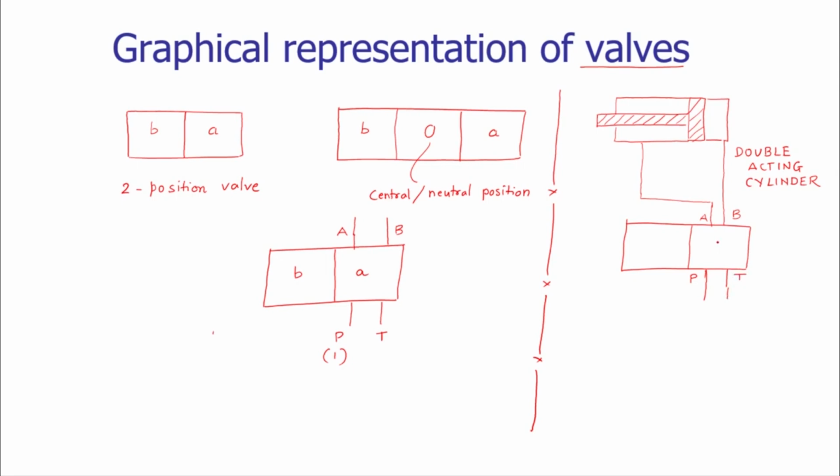Now for this position, we have to designate the direction of fluid flow as well. As per the convention, the number of positions are shown, the number of ports are shown, the connections are drawn, but we also have to show the direction of fluid flow. For this position, the direction of fluid flow is from P to A. So let us draw P to A, and the fluid gets to the tank from B to T. So B to T.